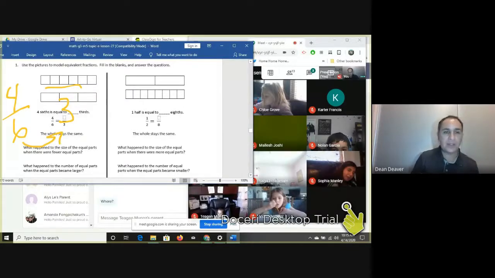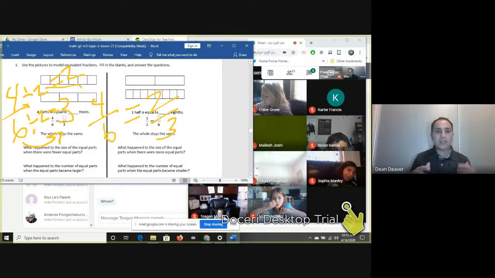right here, how do I go from 6 to 3? Well, I know if I did 6 divided by 2, I'm going to get 3. And whatever I do to the bottom, I need to do to the top. So if I did 4 divided by 2, I'm also going to get 2. And isn't that our answer that we had, 4/6 equals 2/3? Okay. So when you do an equivalent, you can actually multiply and divide.